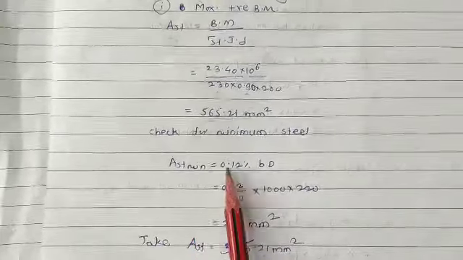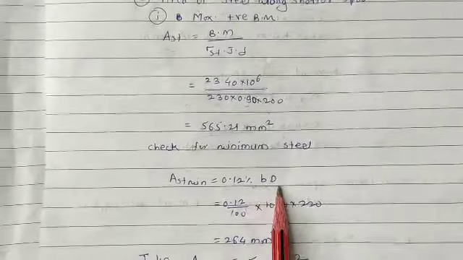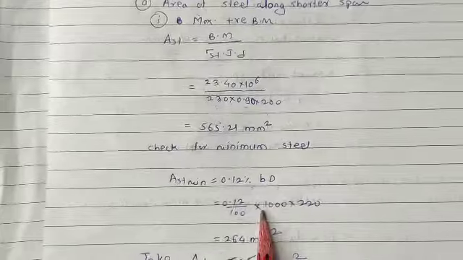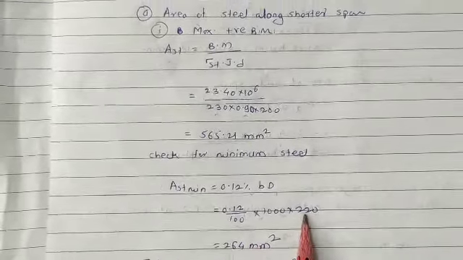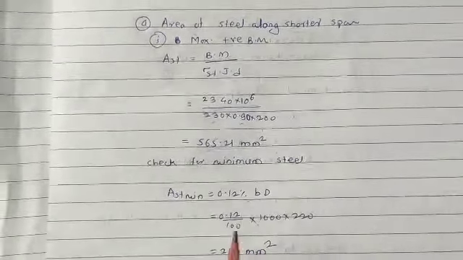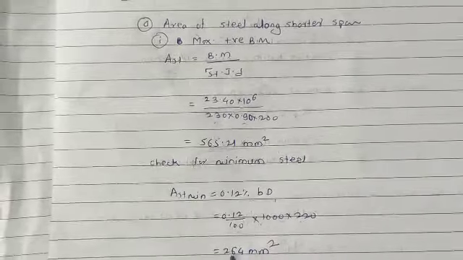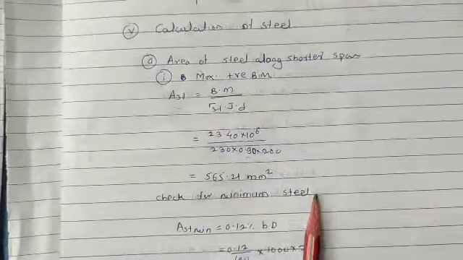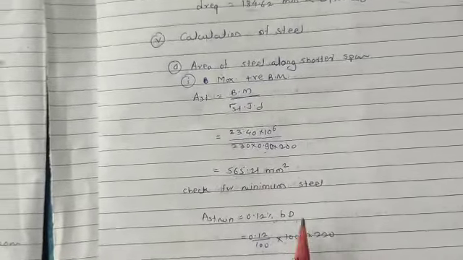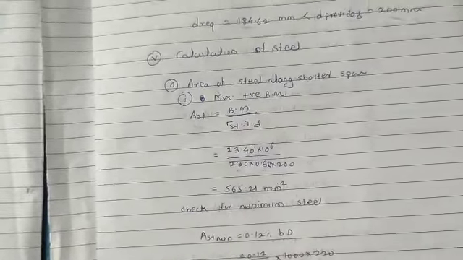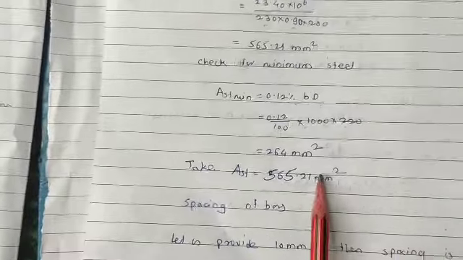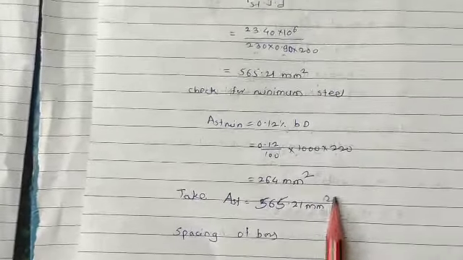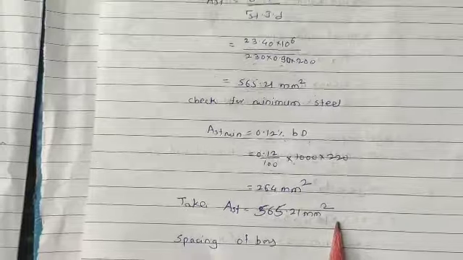Then also we have to check for the minimum steel. IS says that the minimum steel should be 0.12% of BD. So 0.12 into 100 into B, which is 1000, and the overall depth of the slab will be 220. So we are getting the minimum steel required as 264. And what we are providing? We are providing 565.21. So we have to provide the maximum of 565 and 264. So we have to provide area of the steel as 565.21 millimeter square.